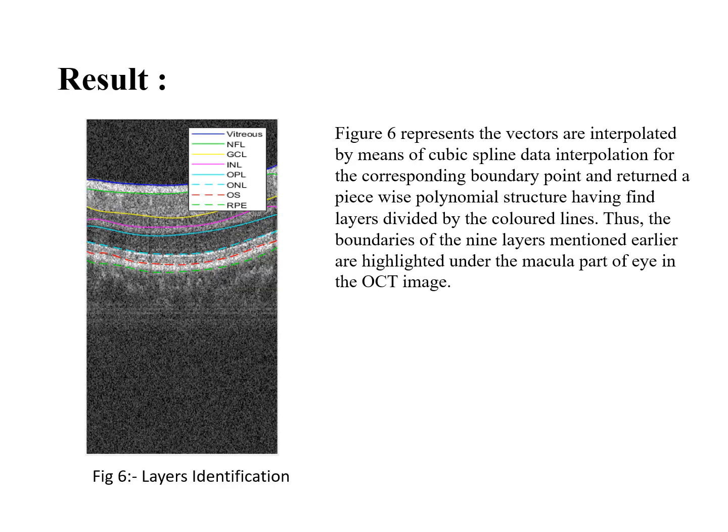This figure represents the final output of the input OCT image, where we have identified 9 intra-retinal boundaries and the layers divided by colored lines such as vitreous, NFL, GCL, INL, OPL, ONL, OS, RPE that are highlighted under the macula part of the eye in the OCT image.